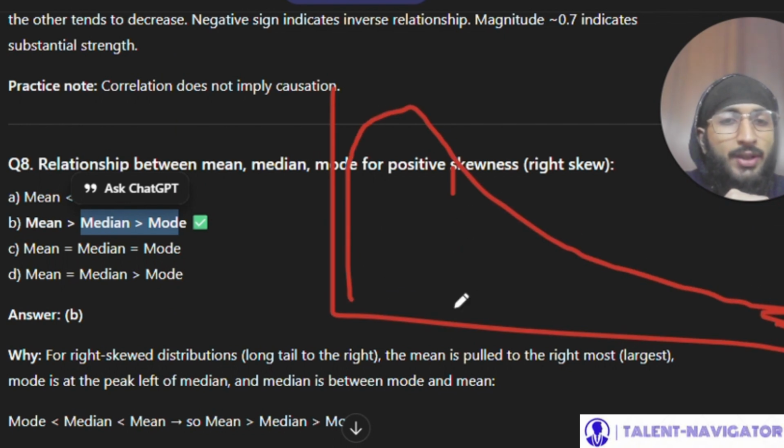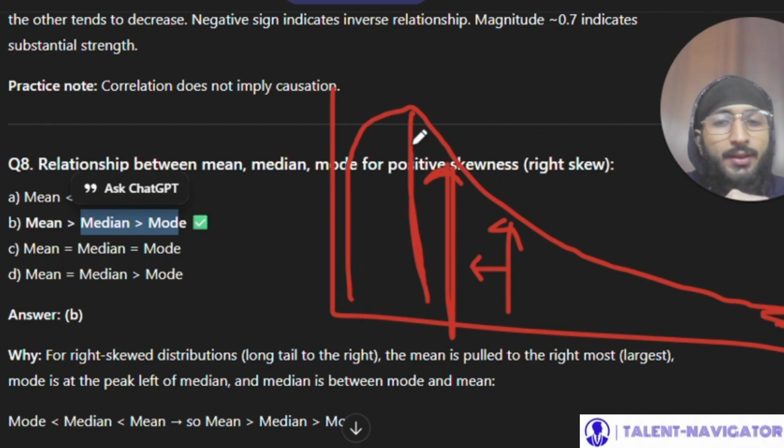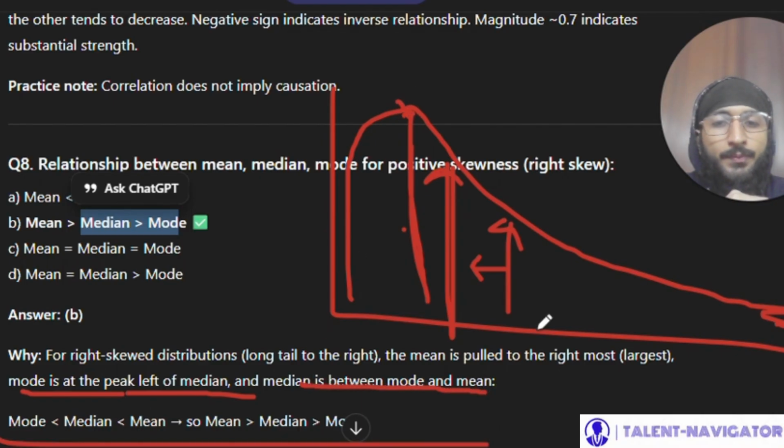The mean is pulled to the right, the most, that is the largest. Then the mode is at the peak, left of the median, and the median is between the mode and the mean.